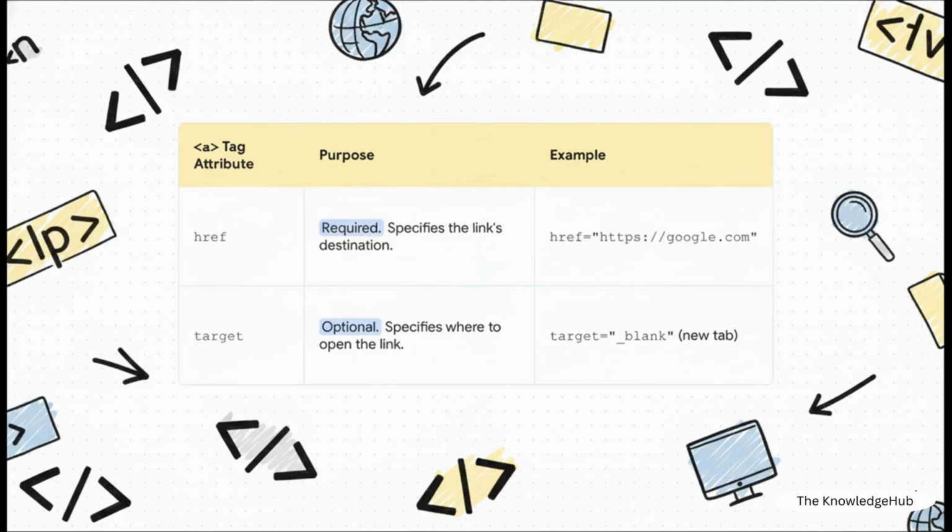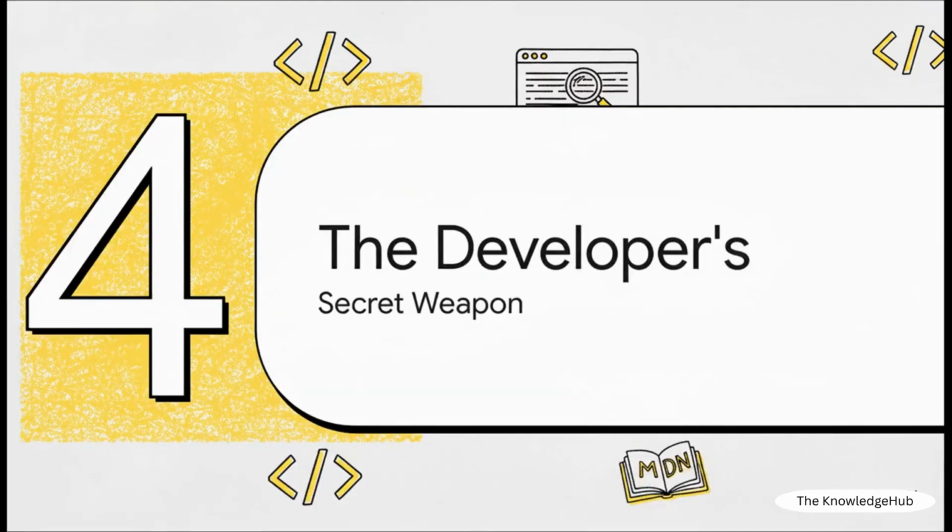And this right here is the ultimate example of why attributes matter so much. The anchor tag, the A tag, is supposed to create a link, right? But without that href attribute to tell it where to go, it does absolutely nothing. It's just text. That one required attribute gives the tag its entire purpose. Then you can use an optional one, like target, to tweak its behavior, like making the link open in a new tab.